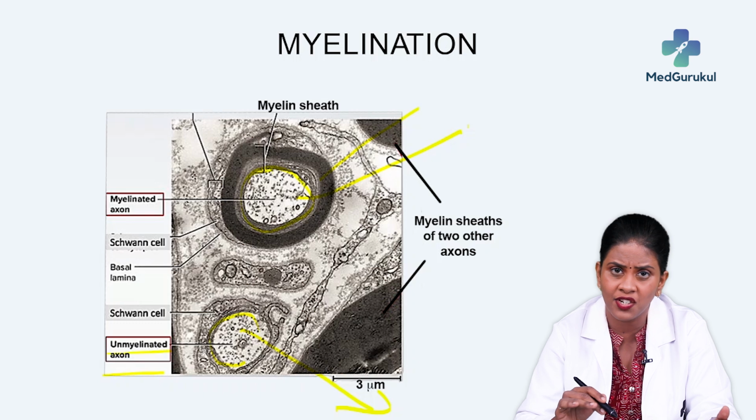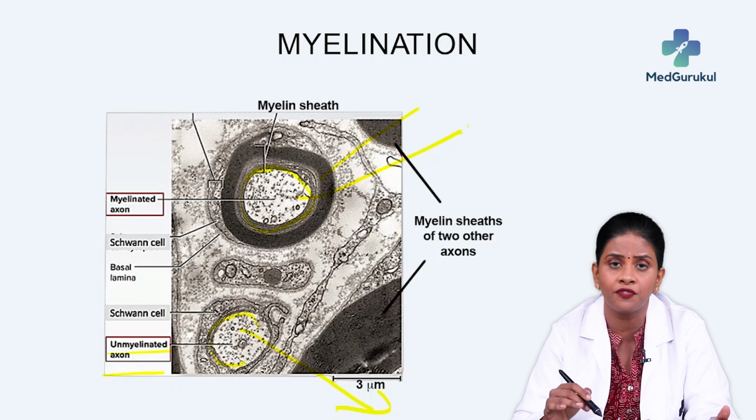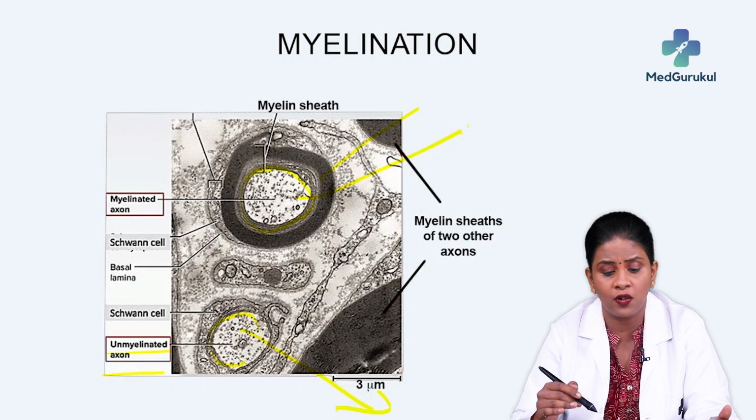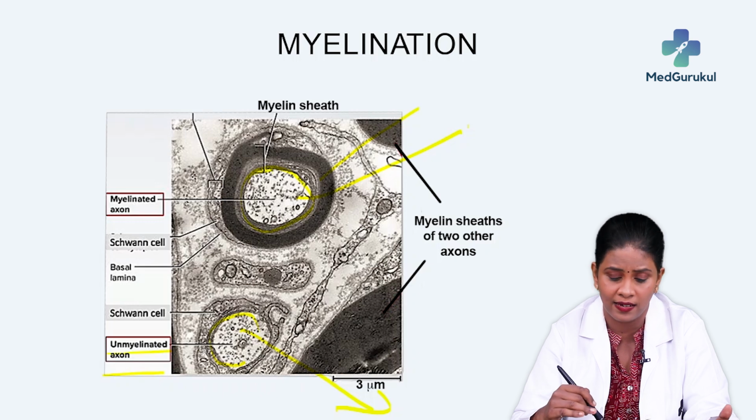And why is this myelination needed? For the conduction of impulses and even for insulation, because the myelin sheath is rich in lipid, which acts as insulation.